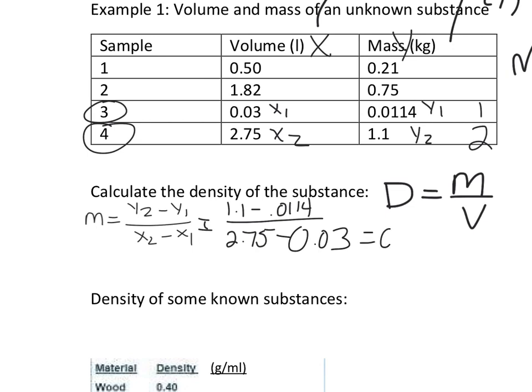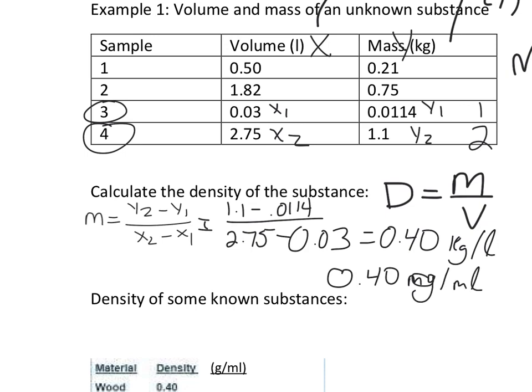And that's going to give us a value of 0.40 kilograms per liter, which is also going to be the same as 0.40 grams per milliliter. And you could do that conversion if you wanted to. So that would be our answer.